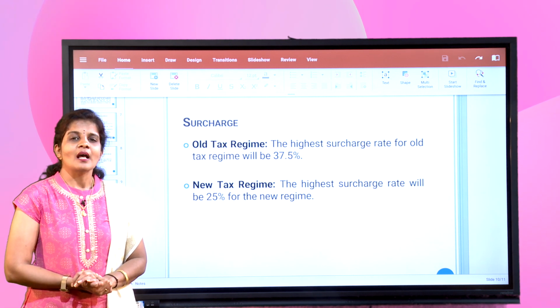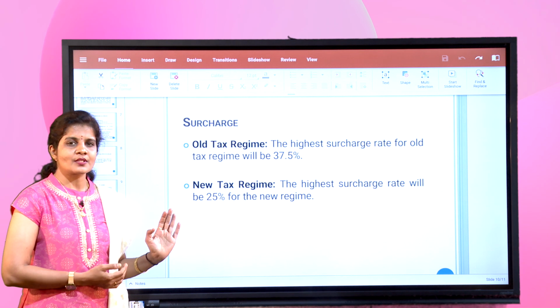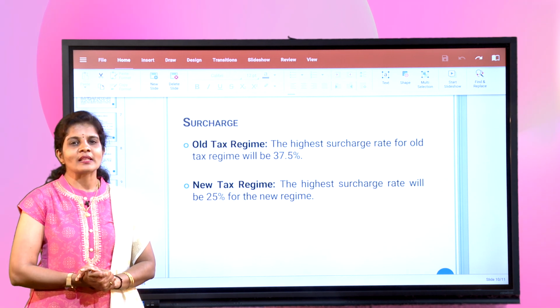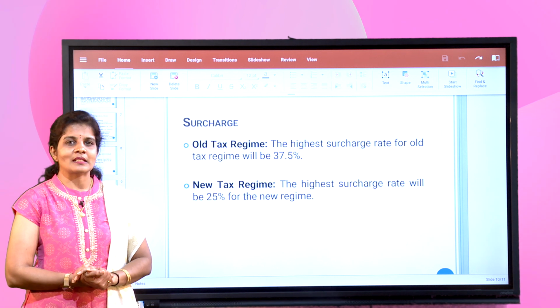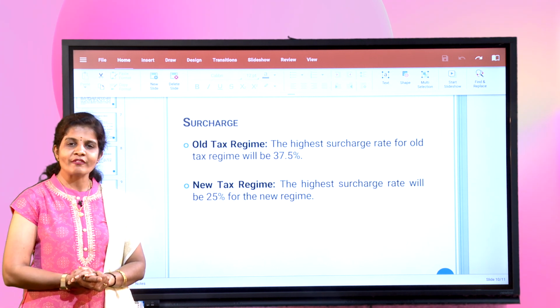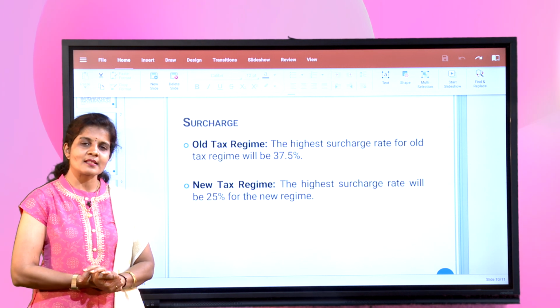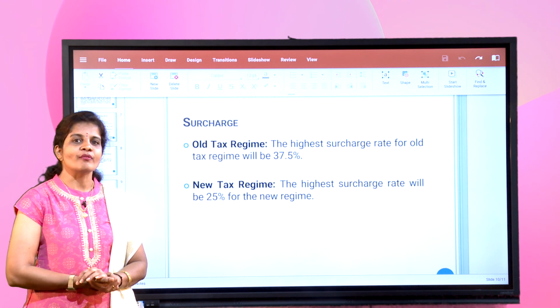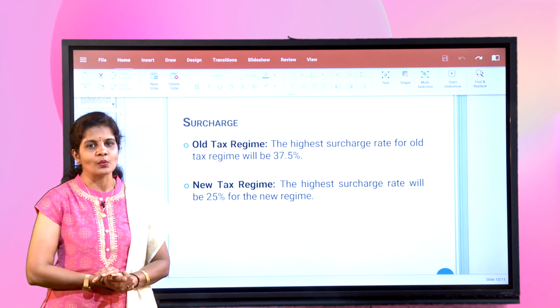But those who opt for old tax regime or those who opt for new tax regime will always think of reducing taxes, to pay less taxes to the government. So before opting for the old tax regime or the new tax regime, one must have an idea of what is old tax regime and new tax regime.